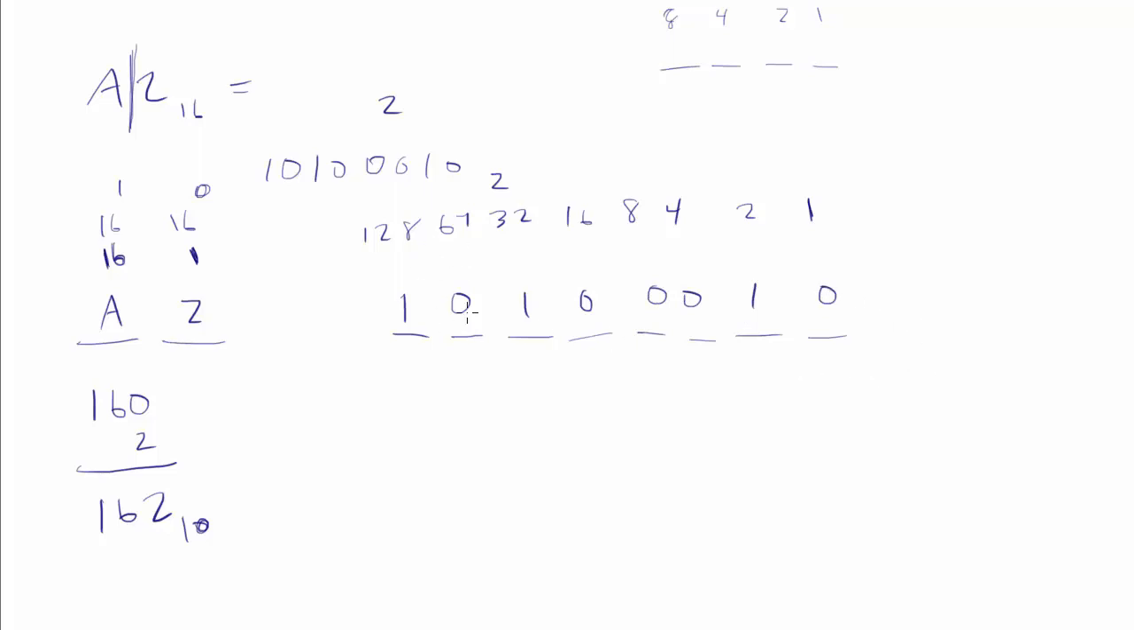Okay, which tells me I have 128, I have 32, I have 2. So if we take 128 plus 32, that gives us 160, plus 2 gives us 162 in base 10. So this number in base 2 is equivalent to that number in base 10, which is equivalent to, it's actually equivalent to A2 in base 16.